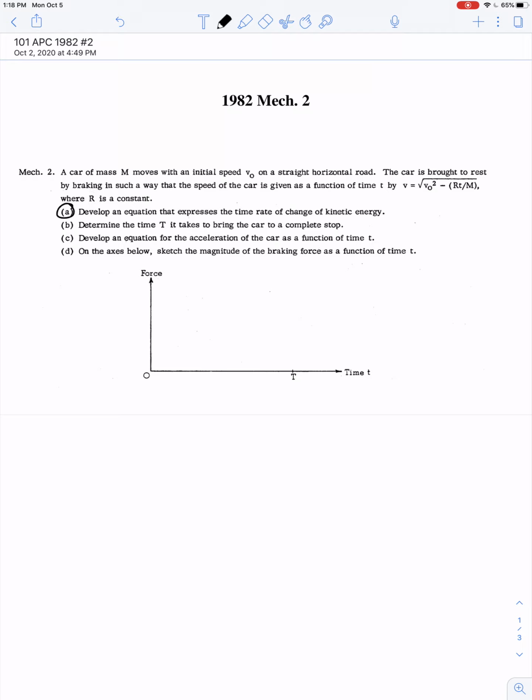Part A, we need to develop an equation that expresses not so much the kinetic energy, but the time rate of change of kinetic energy. So we're really being asked for power, right? Power is the rate of change of energy. So let's answer this question by finding an expression for kinetic energy.